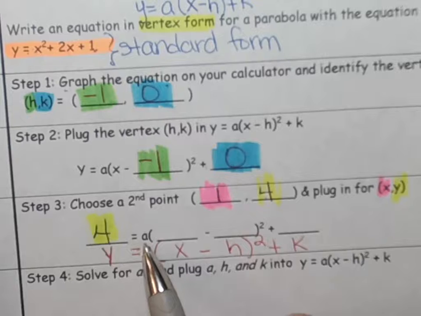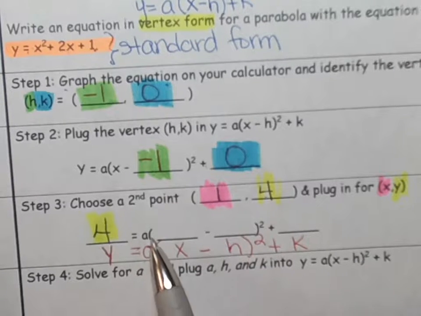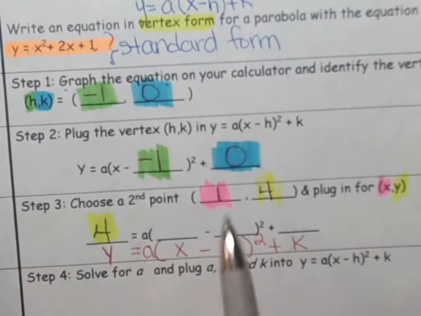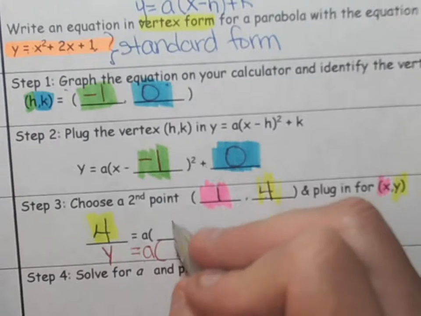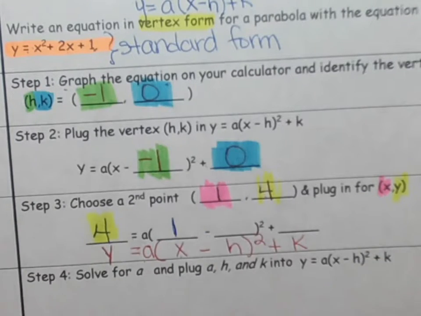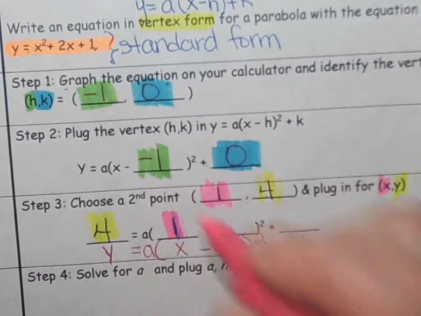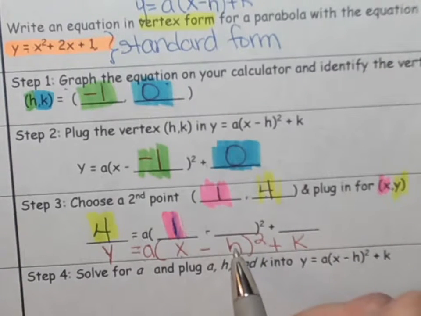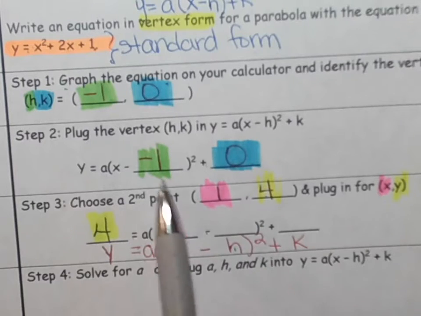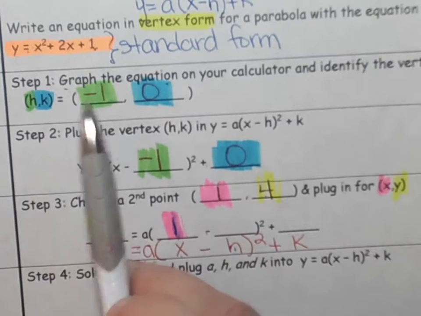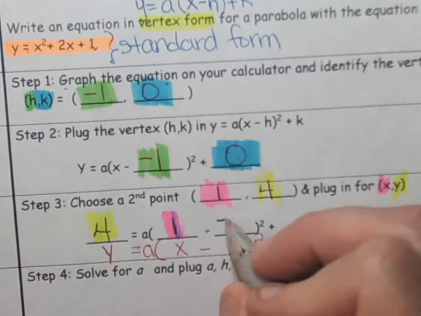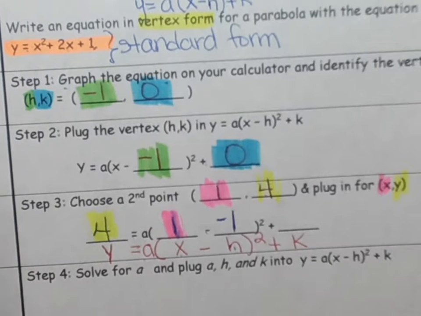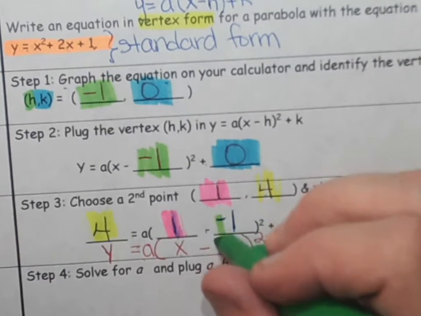Equals a. We don't know a, so we're going to leave a as a, times the quantity x. Well, in our point, x was 1. So we're going to replace x with the number 1 right here. Minus h. Well, if we come back here, our h was negative 1. See, h and k, and h is negative 1. So we're going to put negative 1. And again, that's h. That's part of our vertex.